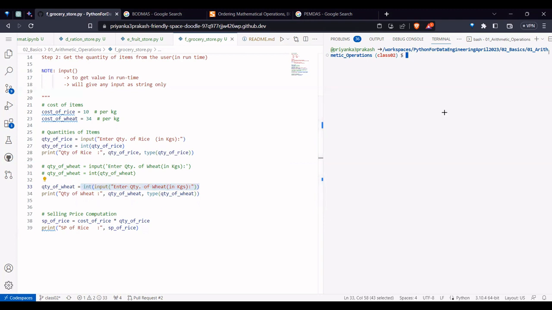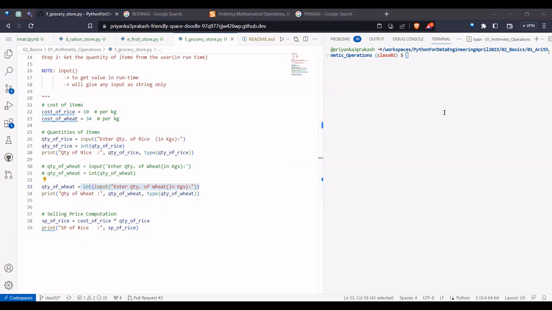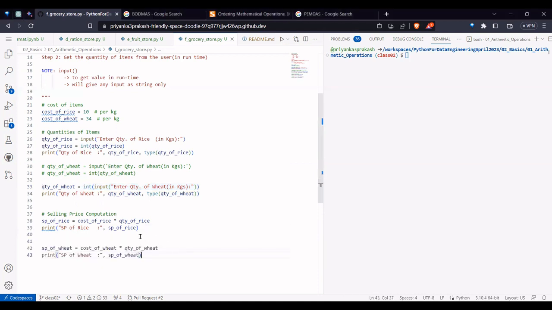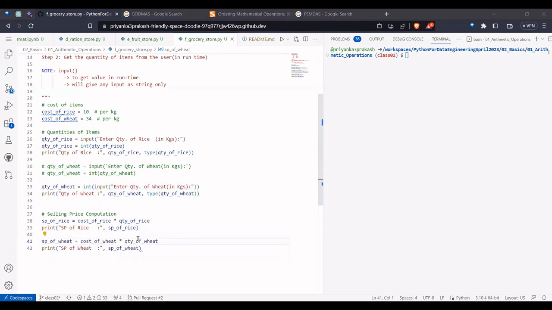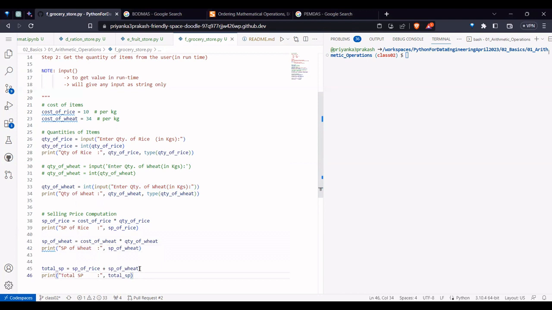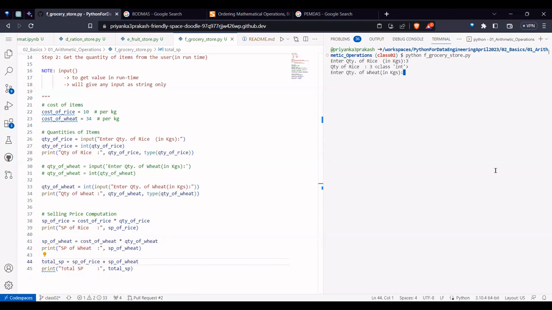Now this time I am taking two values. So obviously I need to compute two selling prices, the selling price of rice and the selling price of wheat. Both of them I need to compute. Finally, I need to get the total cost of all of them together. In this example, I don't want to repeat those discounts and others. I just want to display the total values. So you give 3 kgs of rice and wheat is also 3 kgs. You got the total result.